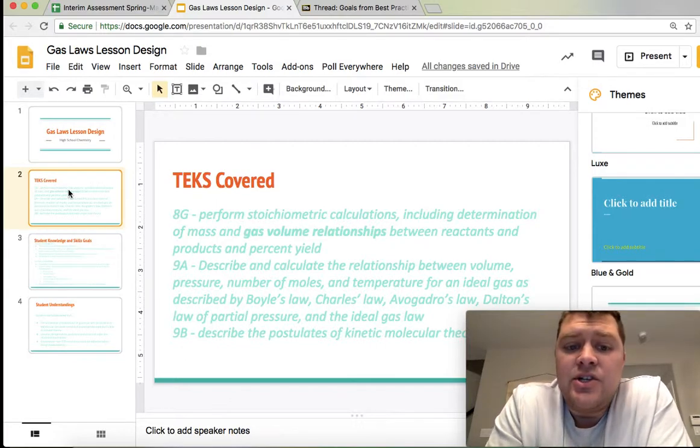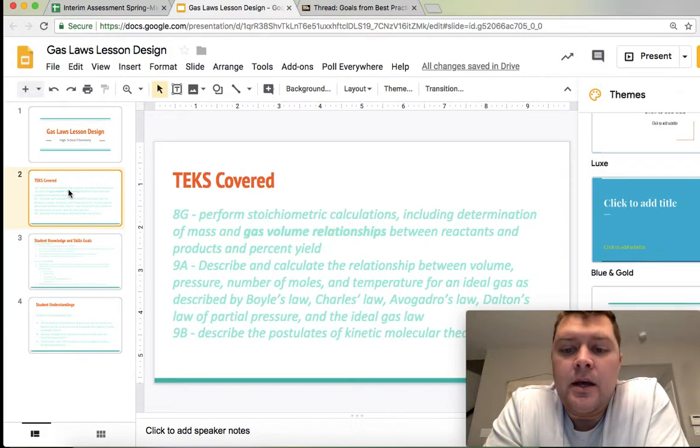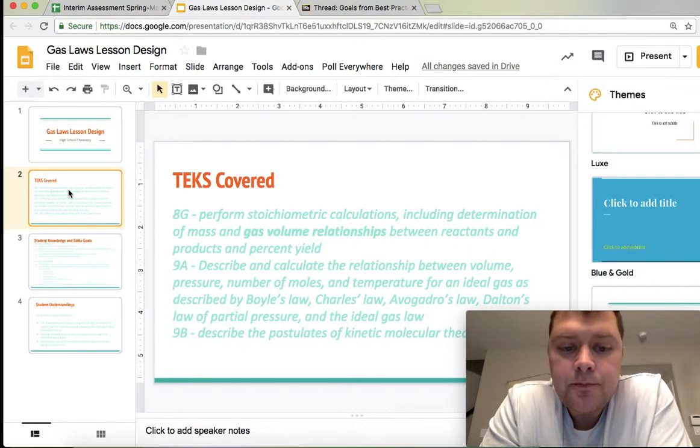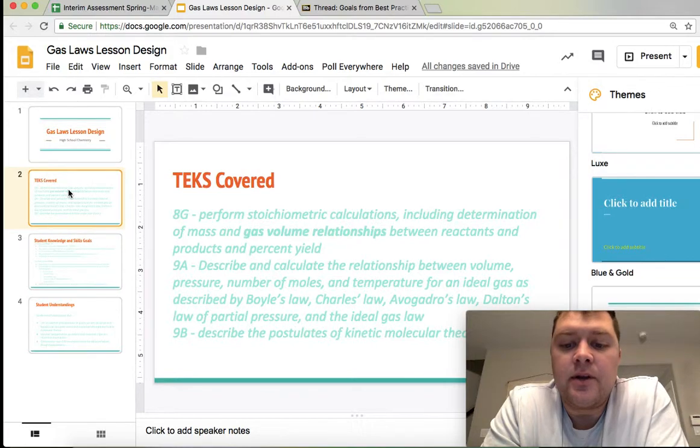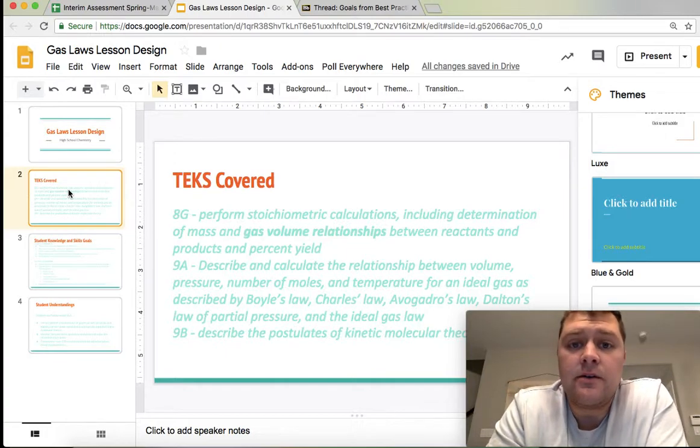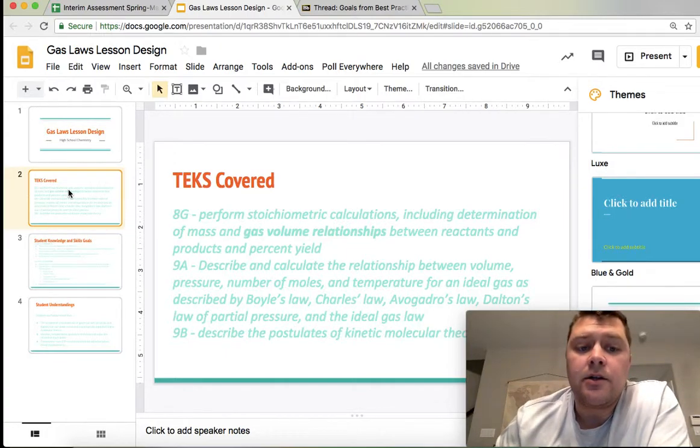8G is perform stoichiometric calculations, including determination of mass gas volume relationship between reactants and products and percent yield. 9A is describe and calculate the relationship between volume, pressure, number of moles, and temperature for an ideal gas, described by all those scientists, as well as describe the postulates of the kinetic molecular theory. So there's a lot there. If we unpack those standards, there is a ton of skills and knowledge that the kids should have there.